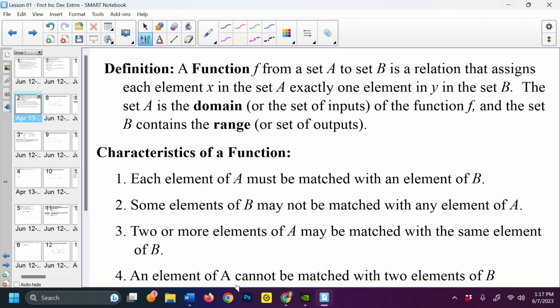So what are some characteristics of a function? Number 1, each element of A must be matched with an element of B. Now, B can be repeated, but you can't have two B's for the same A. Number 2, some elements of B may not be matched with an element of A. Two or more elements of A may be matched with the same element of B. And an element of A cannot be matched with two elements of B. So that's our characteristics of a function.